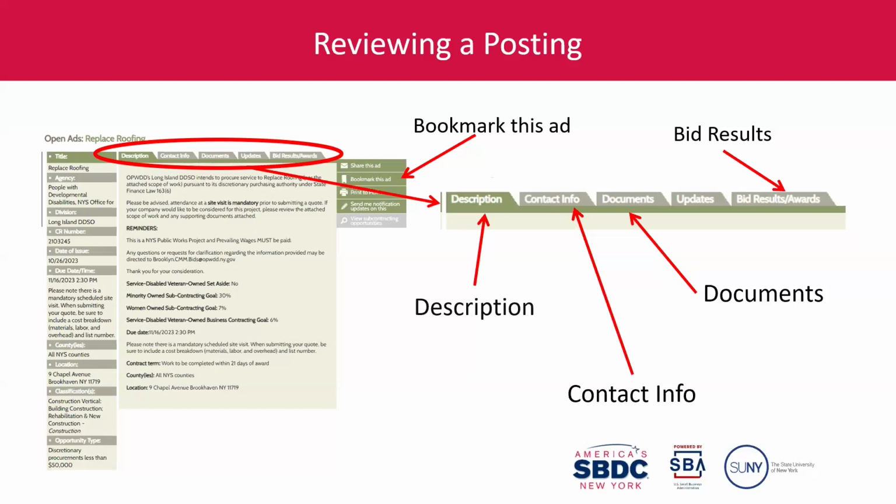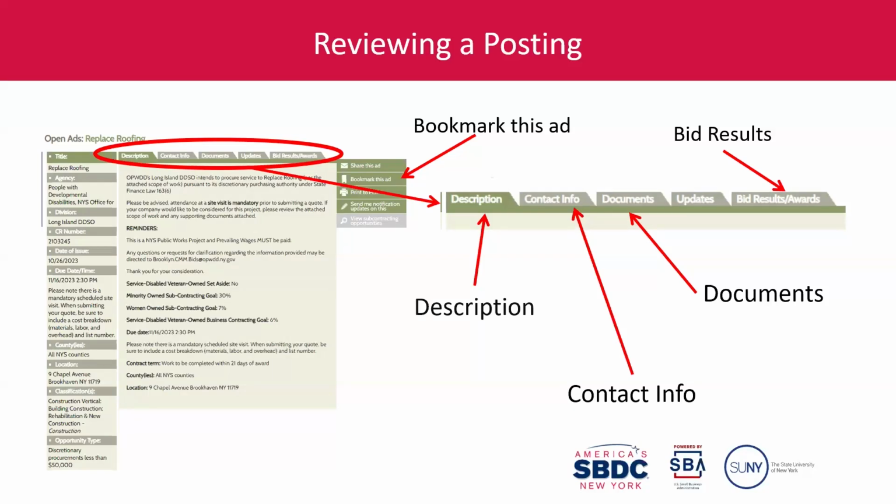And we're going to review this posting. The tabs across the top, and I made them a little bigger so you can see them, are description, contact information, bid results, and documents. It opens up on the description tab, which makes sense because that's where most of the information is.